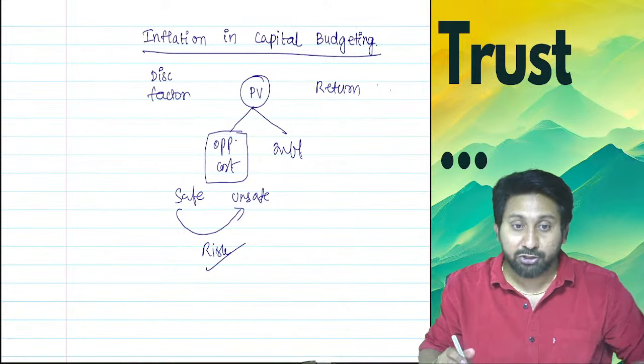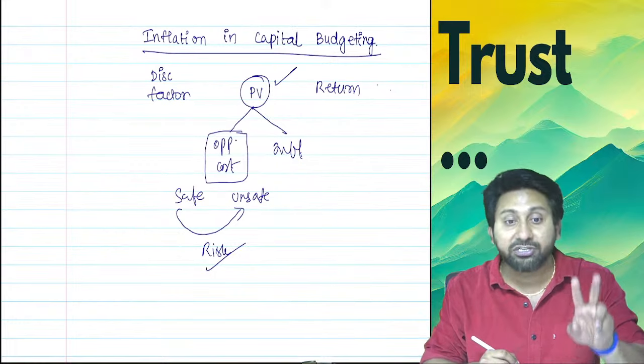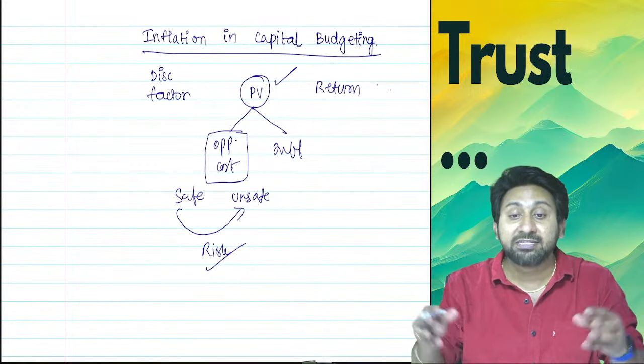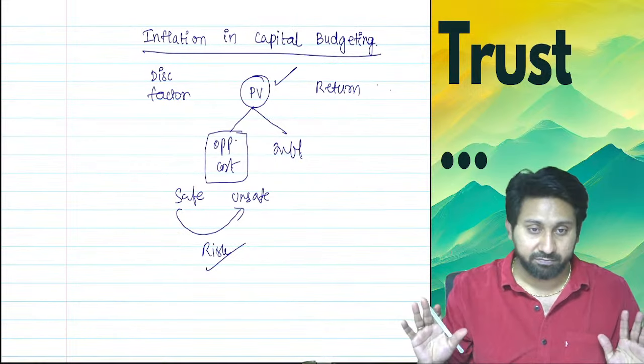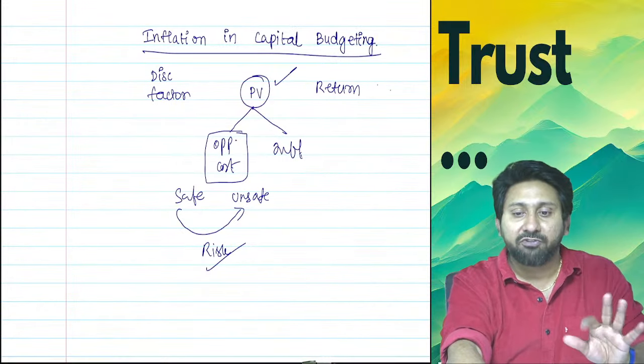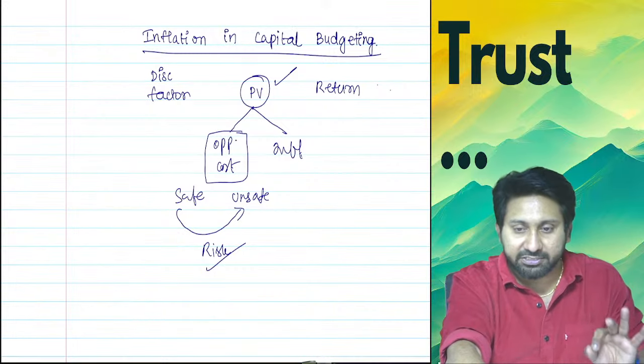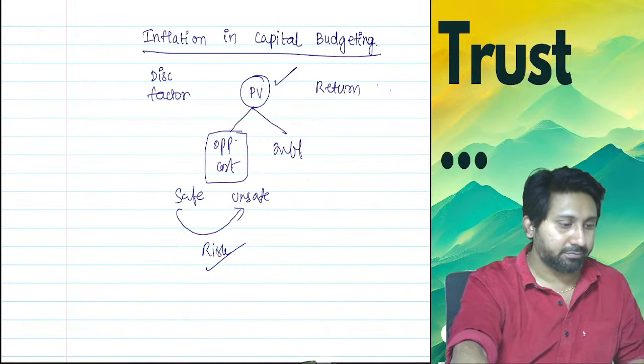So therefore, what makes a PV factor? Opportunity cost and inflation. Two things create a PV factor. Clear, everyone in the class? This is the first motive of PV factors. Everyone watching live, please put up a message, understood or not. Up to here.